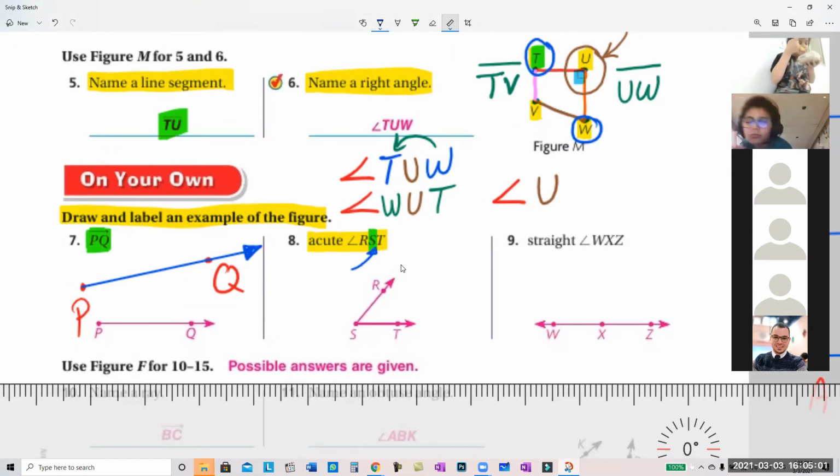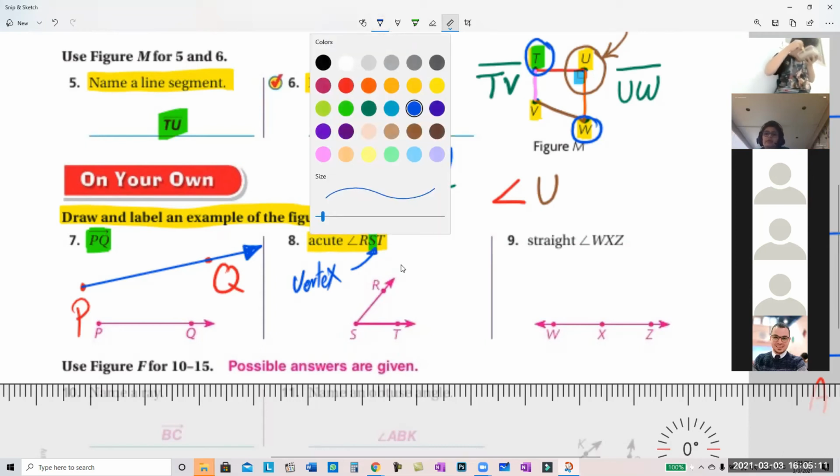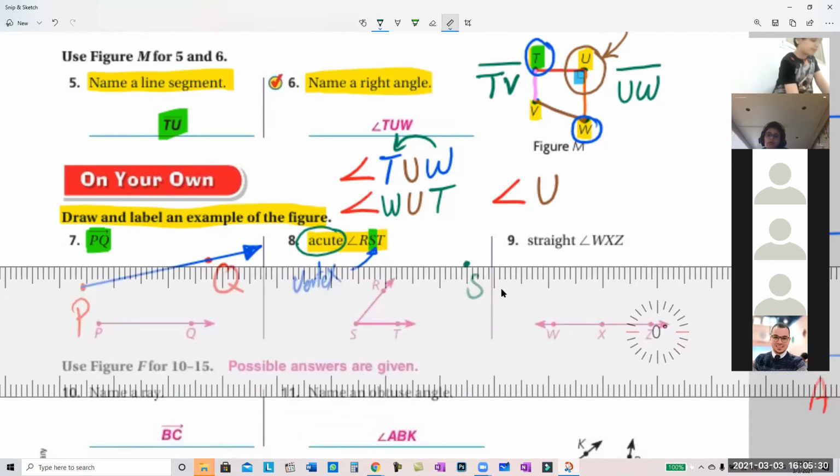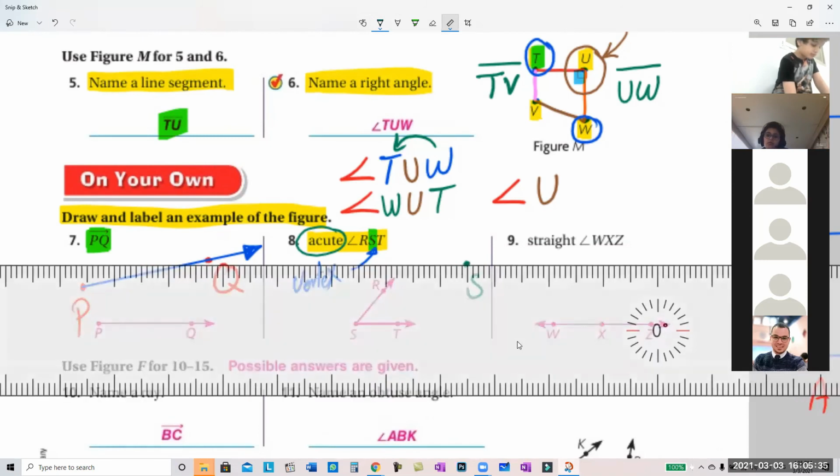So this is our vertex. You should start with the vertex, okay? So let's label it. Then look at the type of our angle. It's acute. Acute means the two rays are close to each other, so we have a small space between them. Let's adjust your ruler and draw the first ray.